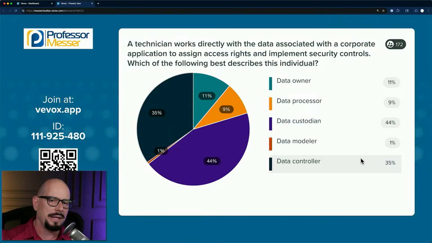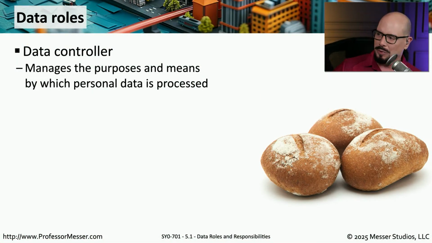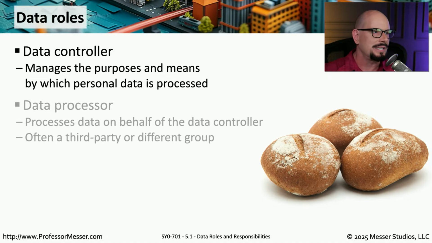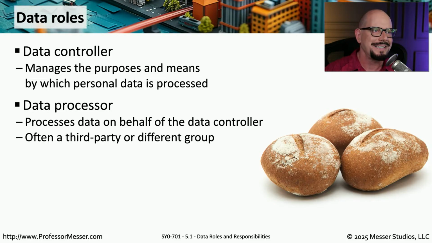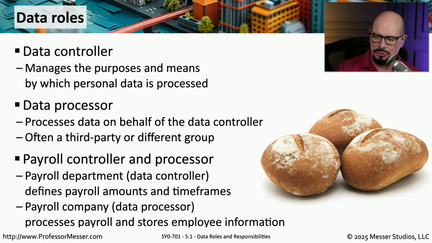So it's really a guess between our data custodian and our data controller. Well, we're talking about being able to assign rights and implement security controls. The data controller is someone who manages the purposes and means in which personal data is processed. So they're the ones sort of controlling what happens with this data, but they may not necessarily be someone who is working through the process of understanding how to process the data. That's a data processor. Only 9% of you chose that particular option.